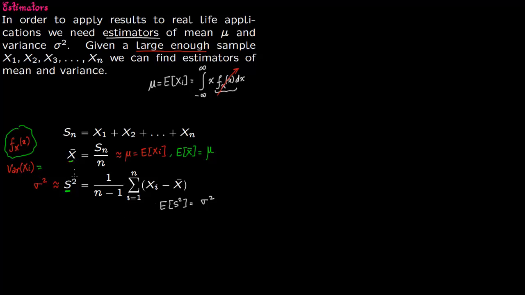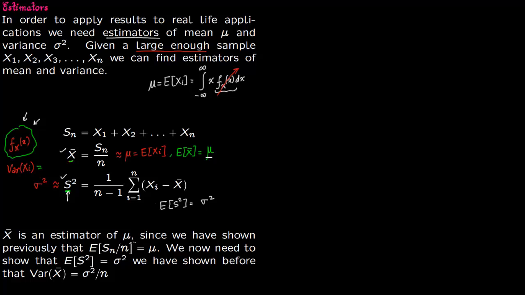Note, x bar and s square are themselves random variables. You have no idea, or we are not worried about, what the distribution of x bar is. We are not worried about the distribution of s square. Notice x bar itself is made up of random variables x1, x2, x3 all the way to xn. Similarly, s square is also made up of random variables x1, x2, x3 and so on. So this is a random variable, this is a random variable, but the expectation of this random variable is the mean of this distribution, and the expected value of this random variable is the variance of this distribution.